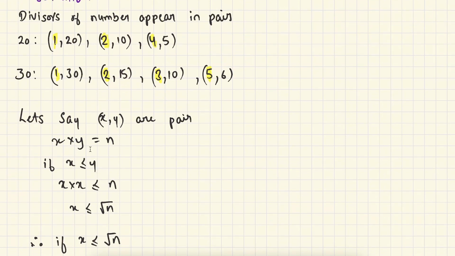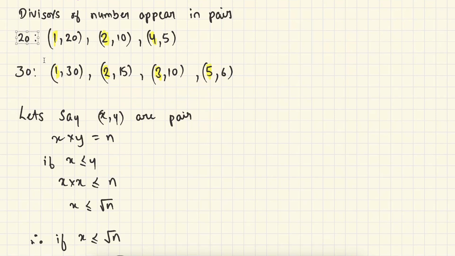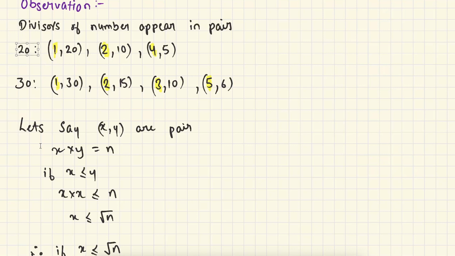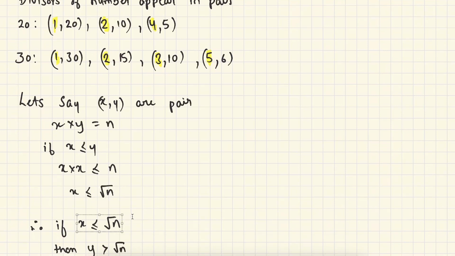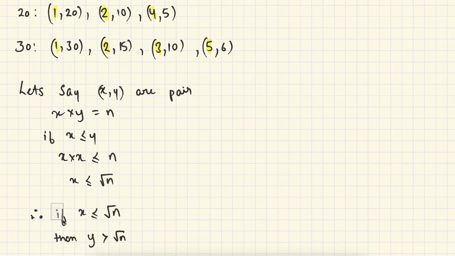And we also know that if we multiply x with x, it means if we multiply 2 by 2, it becomes 4, and 4 is always going to be less than or equal to 20, correct? So by this, we can conclude that x into x is always less than or equal to n, and we get x less than or equal to square root of n. So it means if the value of x is less than or equal to square root of n, then definitely the value of y is always greater than square root of n.